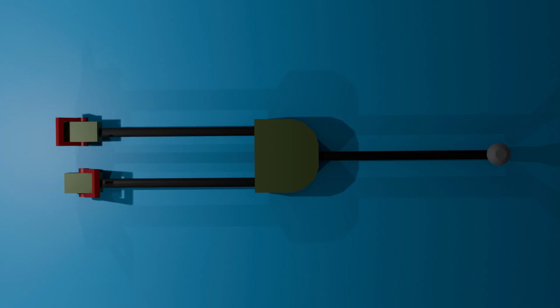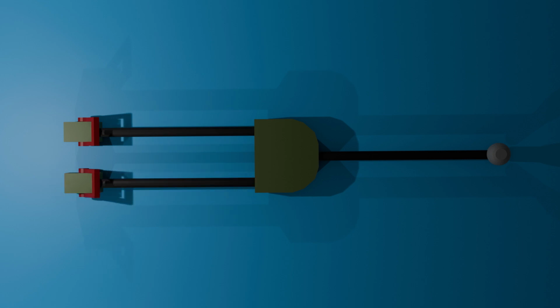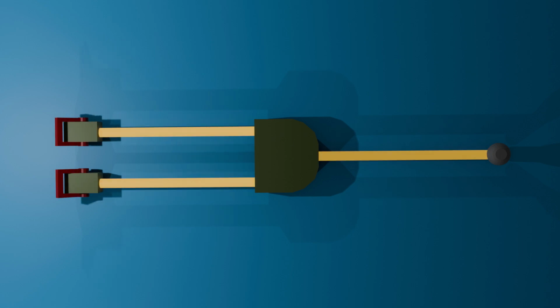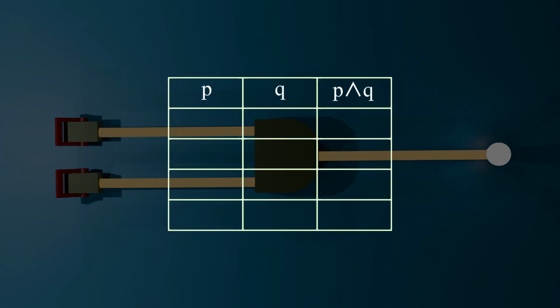So for the visualization, when we switch only one of the levers, the lamp will not turn on. But if you switch both of the levers, the lamp will turn on. The truth table of the AND gate is like this.